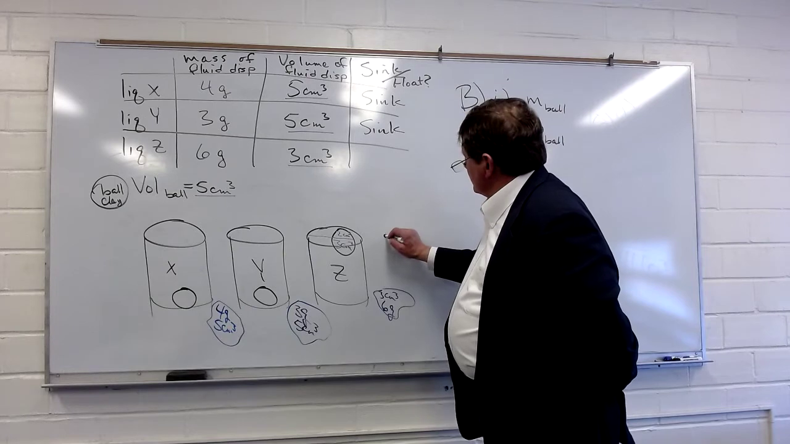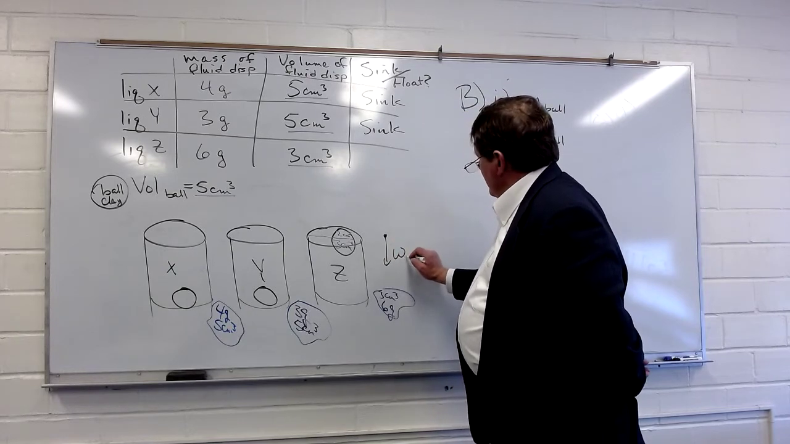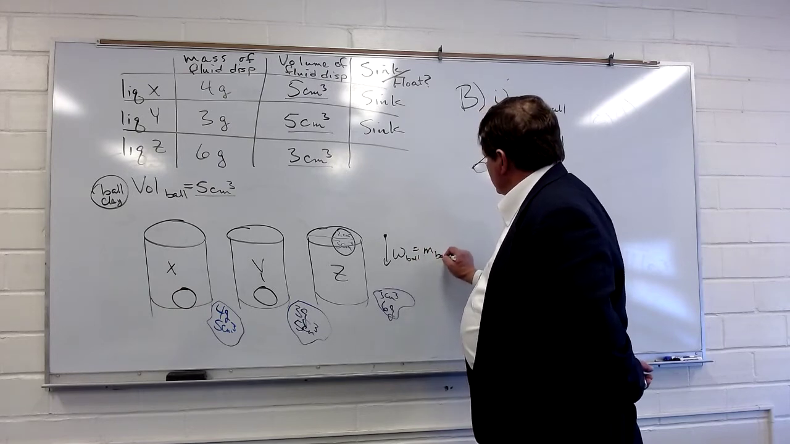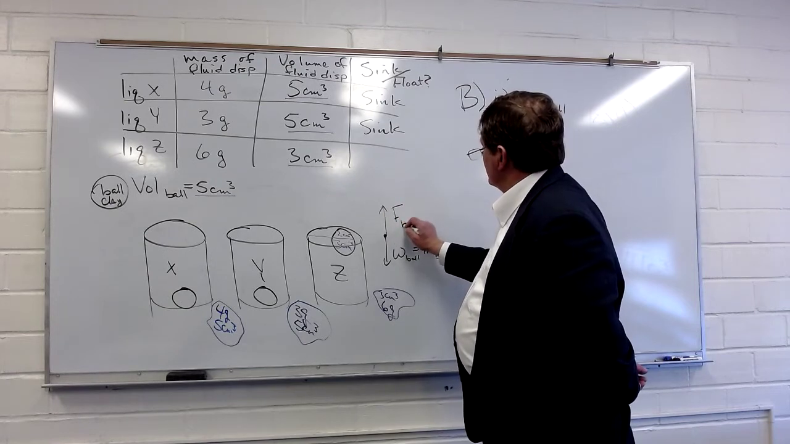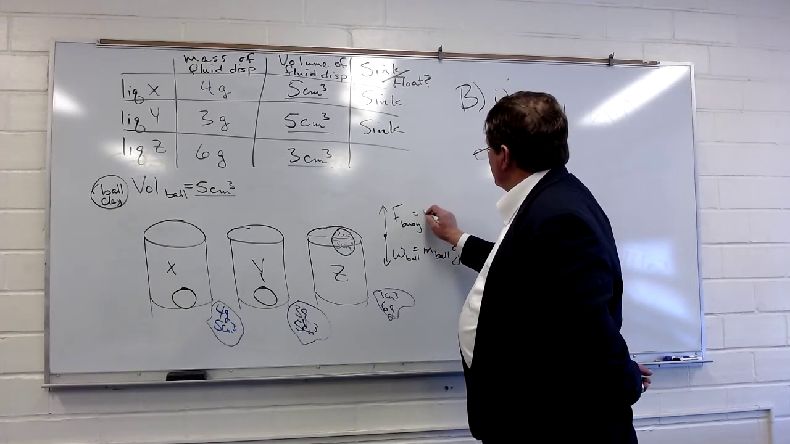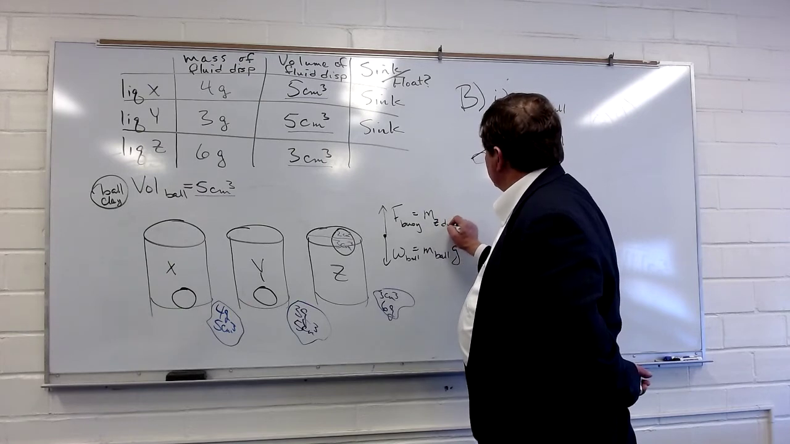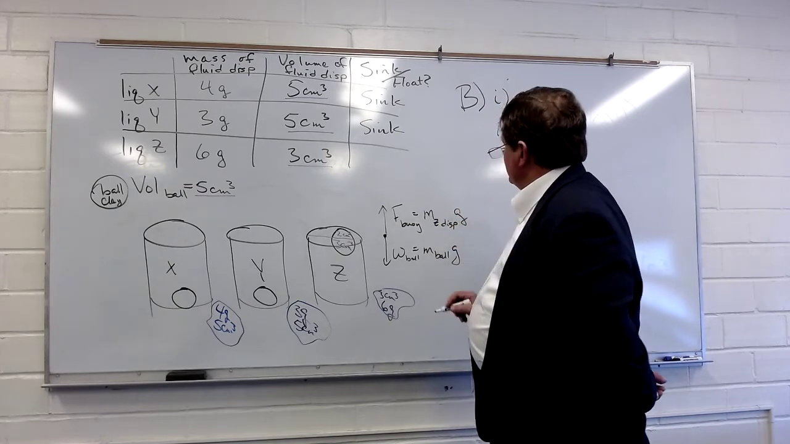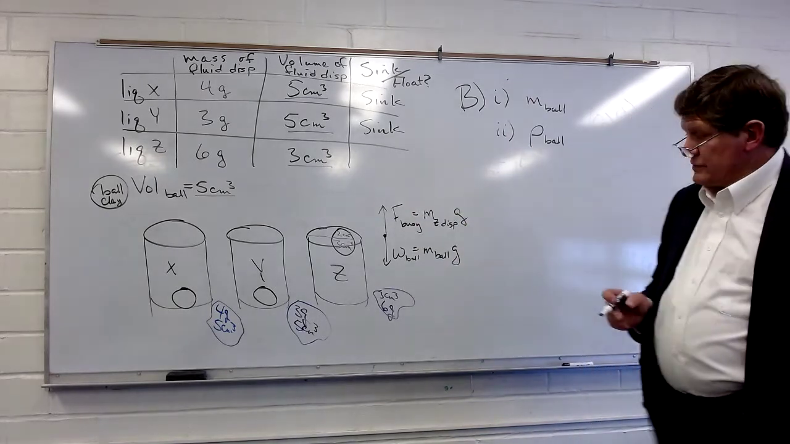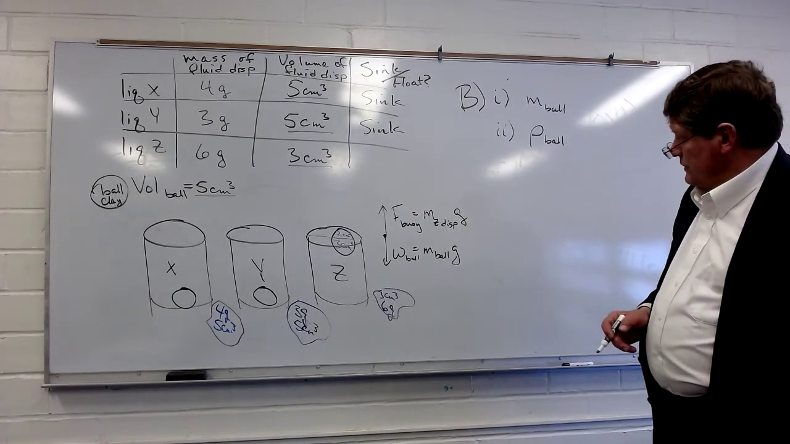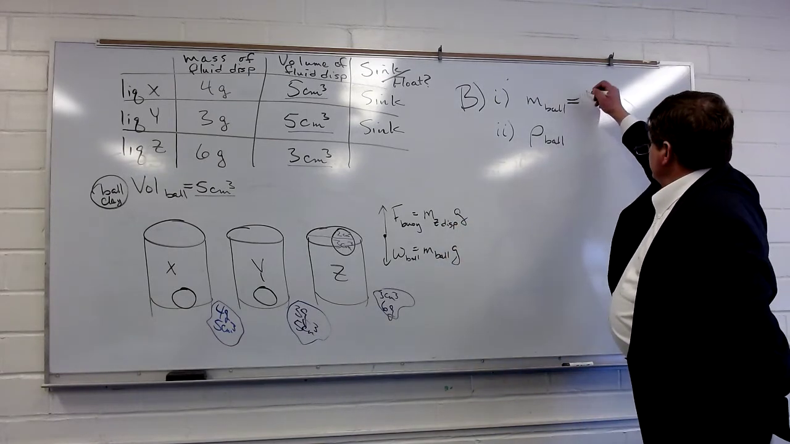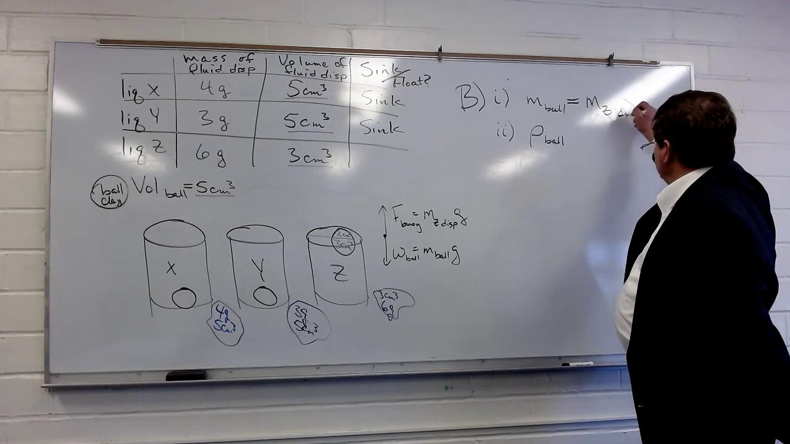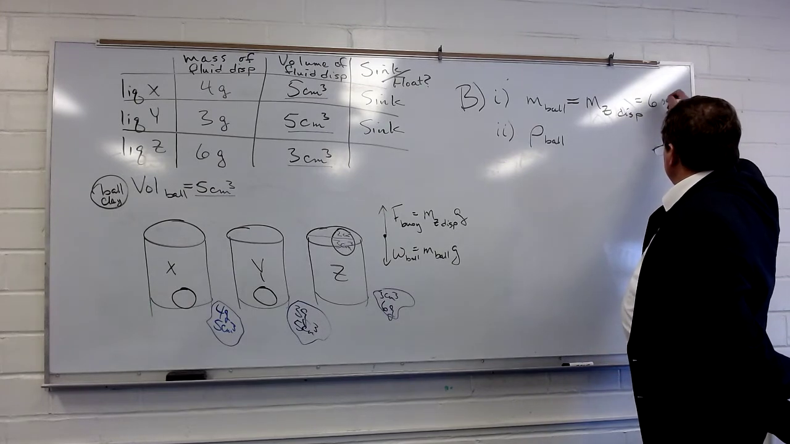When it floats, I only have the weight of the ball, which is the mass of the ball times g, and the buoyant force, which is equal to the mass of liquid z displaced times g. And because it's not going anywhere, it has no acceleration, these two must be equal to each other. So the mass of the ball has to equal the mass of liquid z displaced, which is 6 grams.